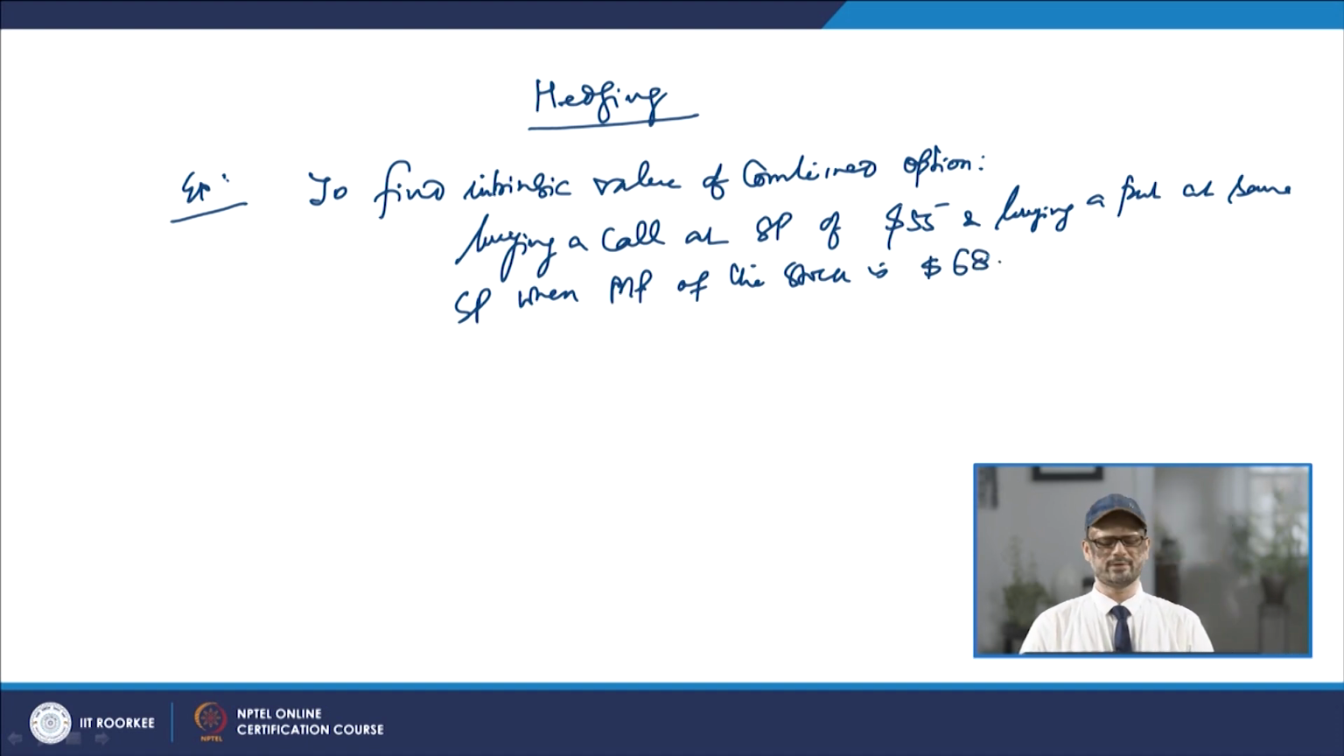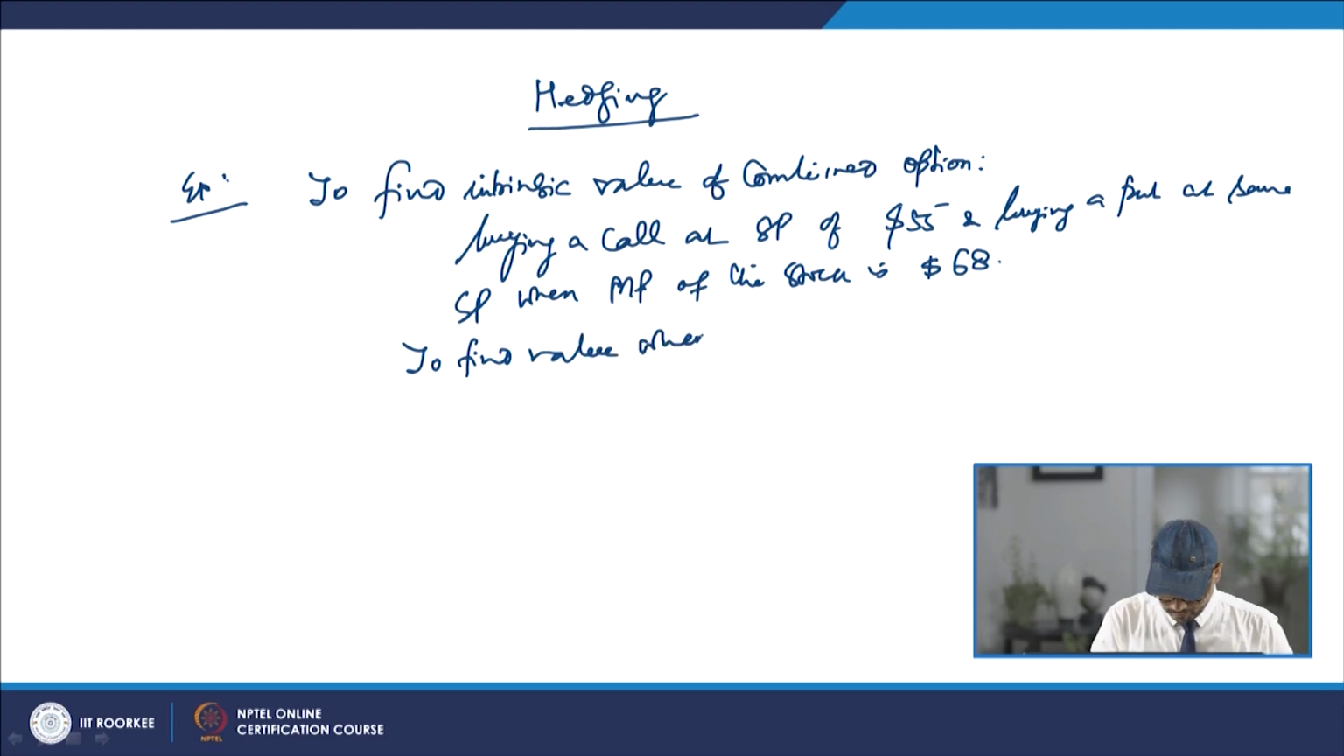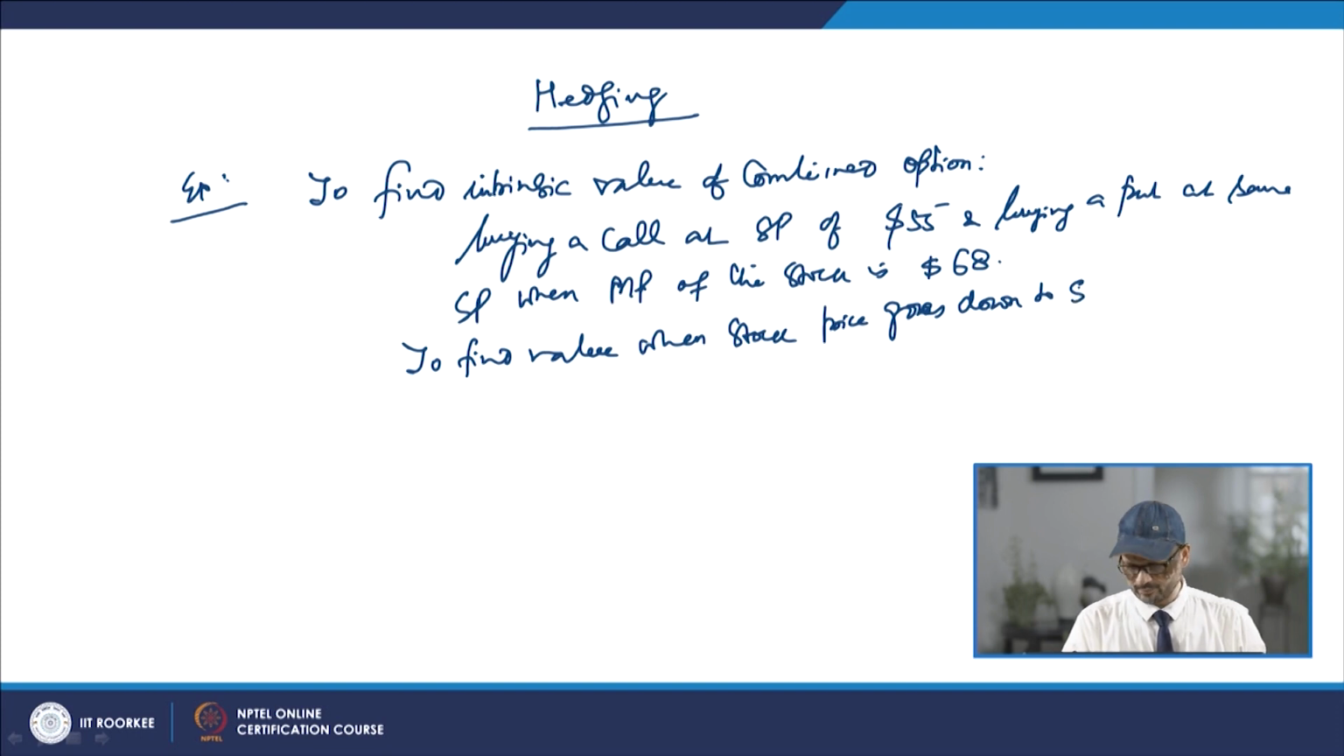So you have to find the value when the stock price goes down to $50. Now suppose you have the combined option, you have the call and the put, and it's done at the same strike price. That's an example of a straddle. And how do you calculate the value in this case? The combined intrinsic value.